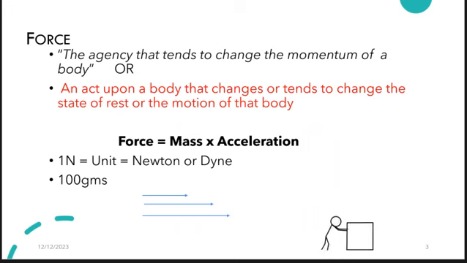Now coming on to force. Force is the agency that tends to change the momentum of a body, or it is an act upon a body that changes or tends to change the state of rest or the motion of that body. So force is given by mass into acceleration. It denotes two things, magnitude and direction. So magnitude, direction and point of application must be taken into account.